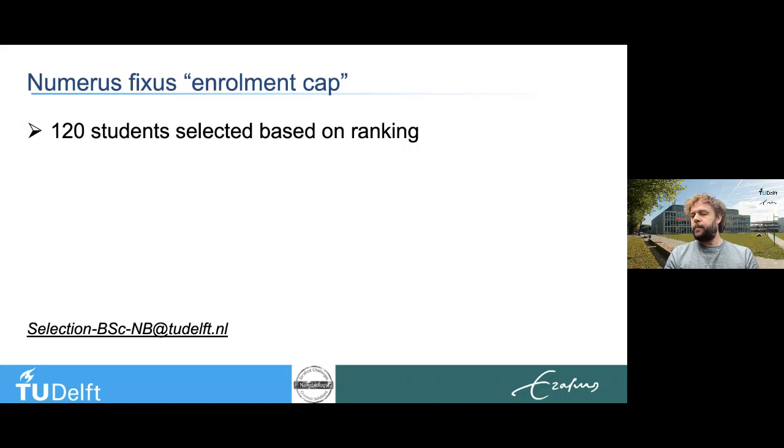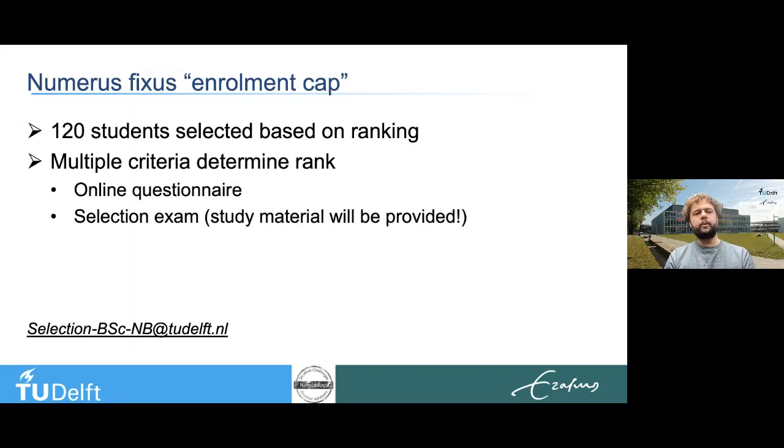120 students we can admit per year, and therefore we have a numerus fixus or enrollment cap. And we select them based on ranking. So how's that working? We have multiple criteria to determine the rank. One is an online questionnaire in which you have to answer several questions that include what are your grades at your final year of 5 VWO high school.